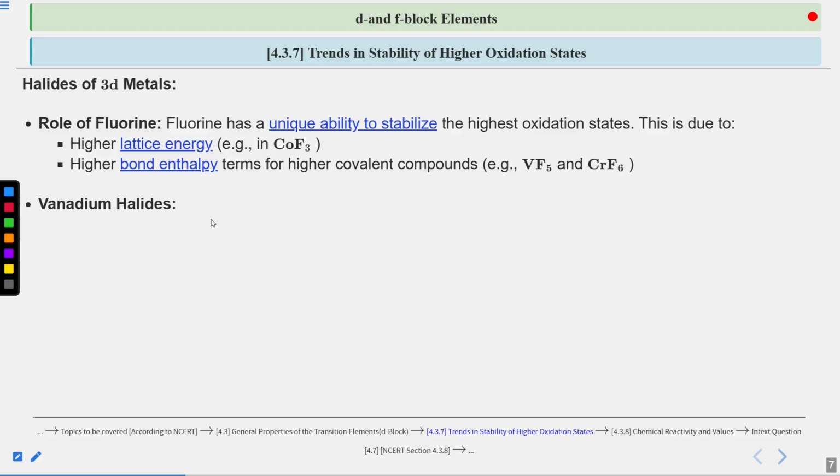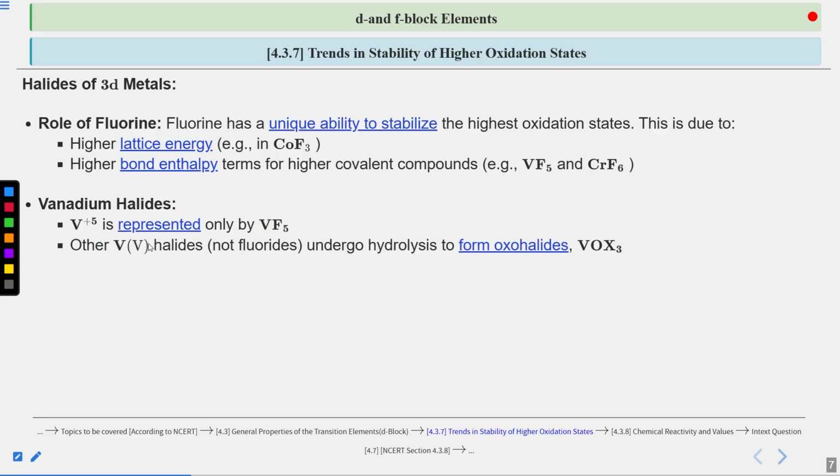Now, vanadium halides. So we have seen that V in the +5 oxidation state is represented only by the VF5, vanadium pentafluoride. Okay, no other halide makes a compound with vanadium where vanadium is having +5 oxidation state. So other vanadium +5 oxidation state halides undergo hydrolysis to form the oxohalides, that is VOX3.